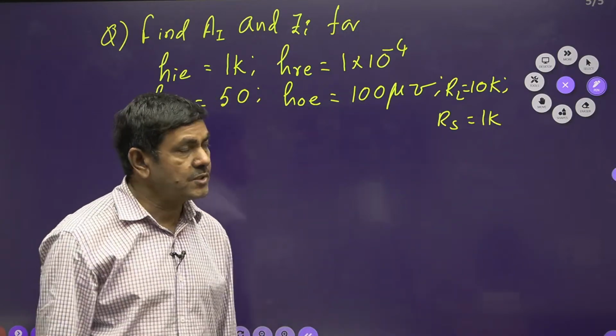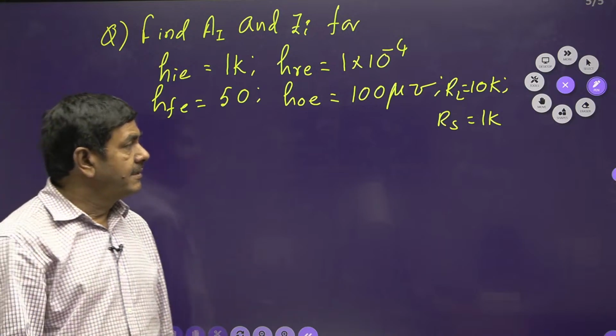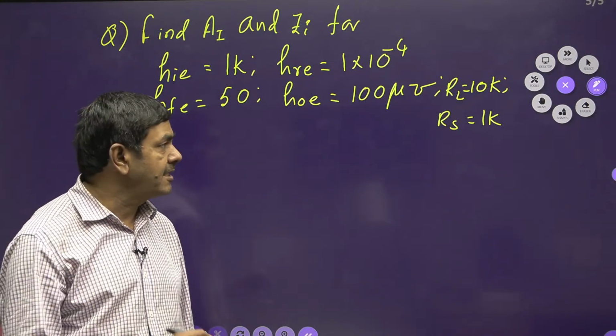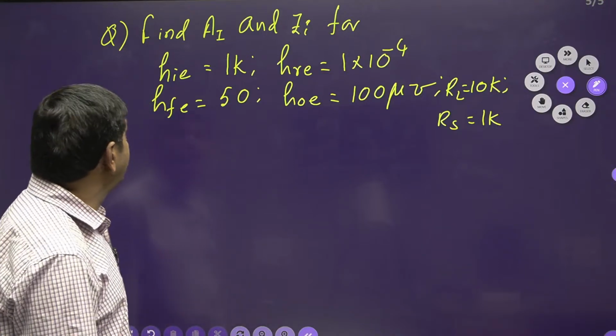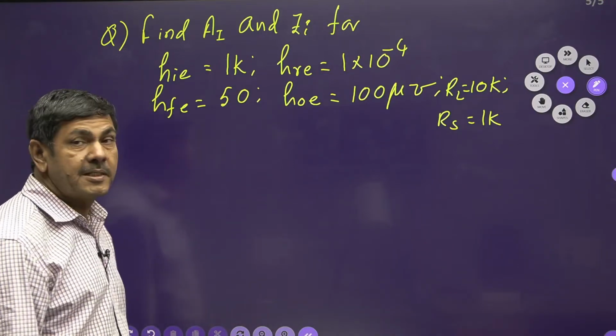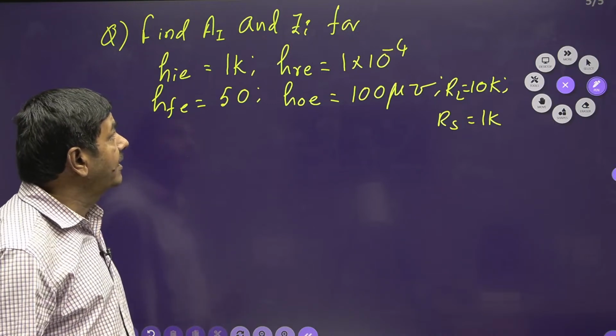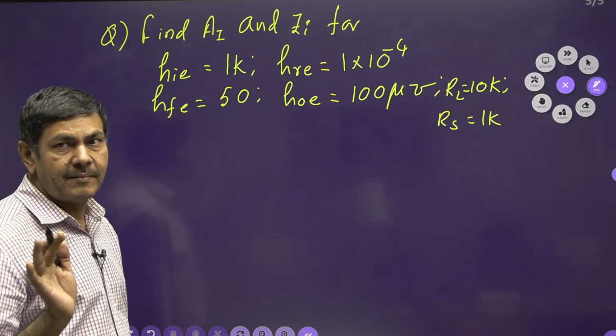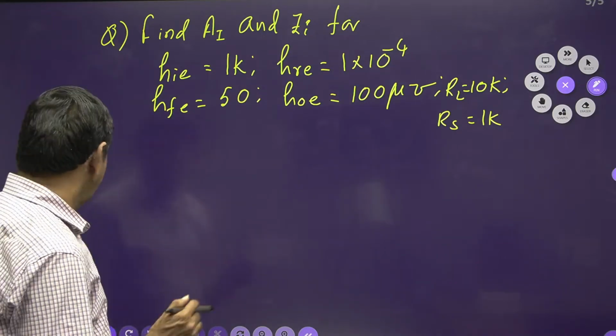This input source contains an internal resistance of 1K, RS, the source resistance, is also given. But how can we find these parameters? What parameters are required? Current gain is required and also input impedance is required. Directly you can use the formula. Understand now.